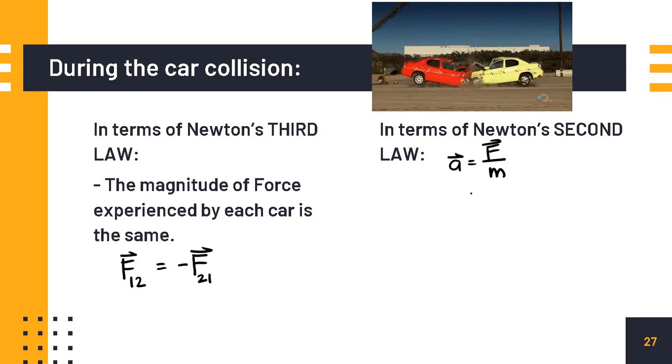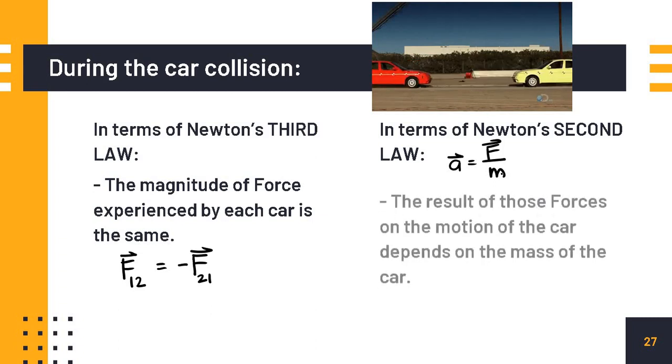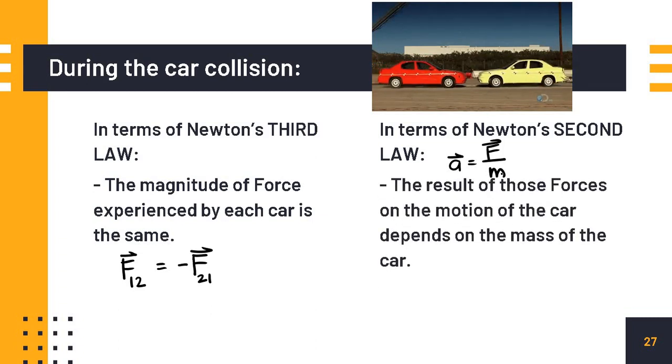Another quantity that could affect the motion of the object after collision would be the mass of the object. That would be our interpretation of the GIF using the second law of motion. So the result of those forces on the motion of the car depends on the mass of the car.